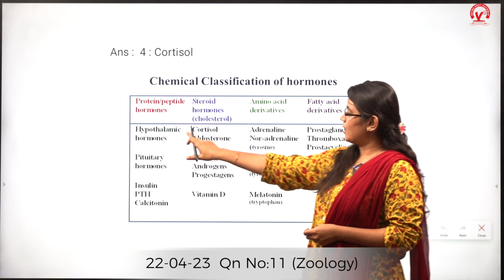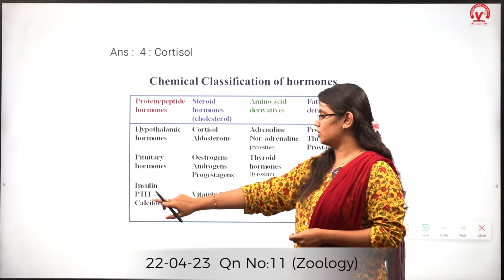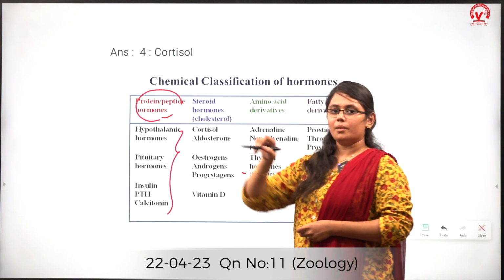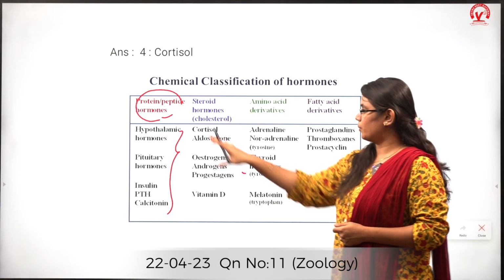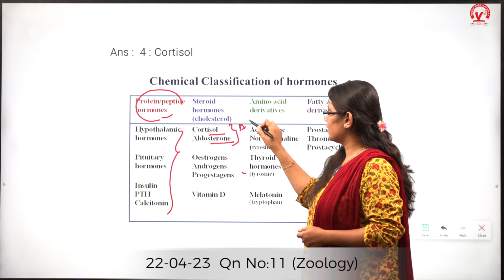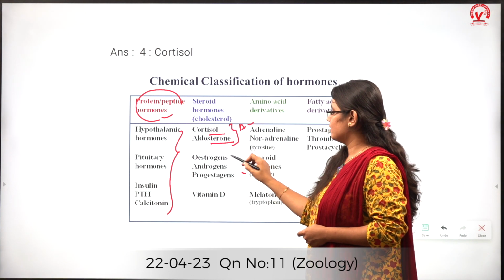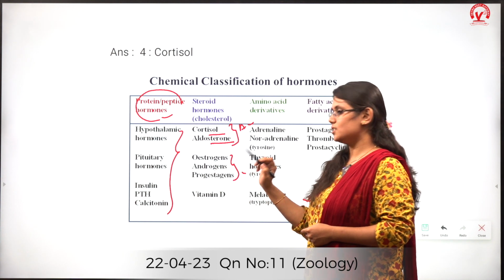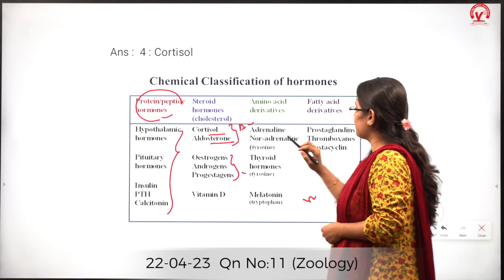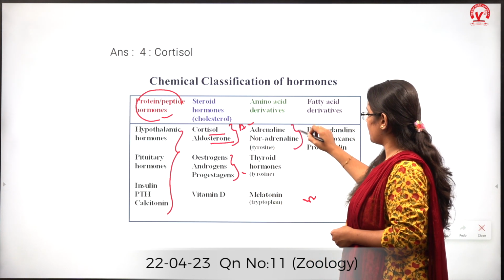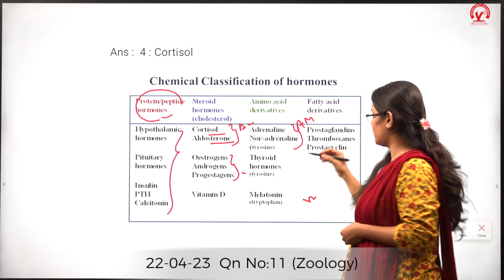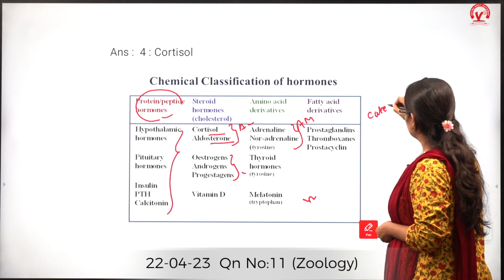The hypothalamic and pituitary hormones, and insulin, parathormone and calcitonin, all these hormones come under protein or peptide hormones. The majority of the hormones are protein or peptide hormones. Cortisol and aldosterone from the adrenal cortex are steroid hormones, and the sex hormones estrogen, androgens and progesterone, along with vitamin D, are also steroid hormones. Adrenaline and noradrenaline from the adrenal medulla are amino acid hormones, because we know they are also known as catecholamines.